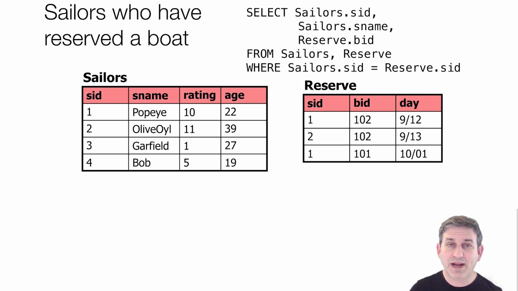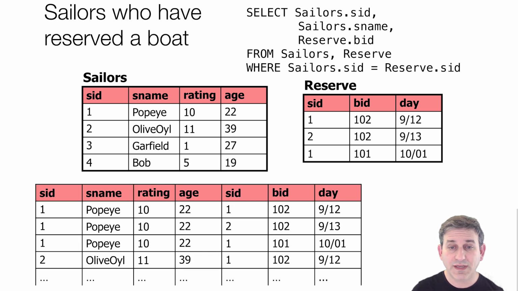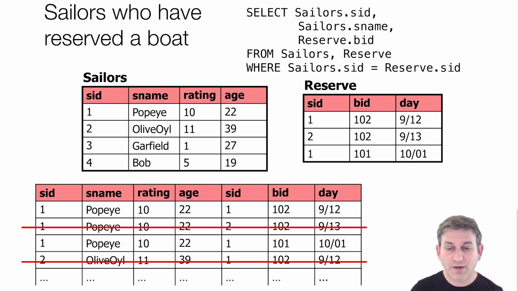But now let's look at a more practical query, sailors who've reserved a boat. So looking at the query in the upper right, we want to combine the sailors and reserve tables. That's the from clause. So we're going to form the cross product of those two tables, which we saw in the previous slide. In the where clause, though, we're only going to keep rows in the cross product where the sailor's SID equals the reserve's SID. If we look at our cross product down here, that rules out a bunch of things. And what we're left with are sailor IDs that match reservations. It's as if we're looking up the reservations for each sailor. Popeye with sailor ID 1, we only want reservations for sailor ID 1.